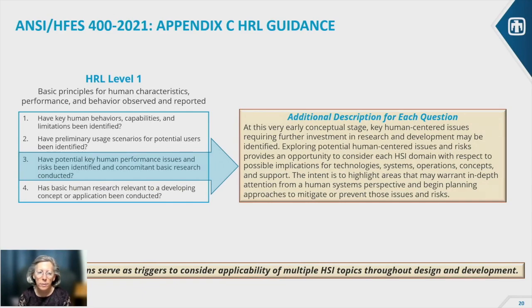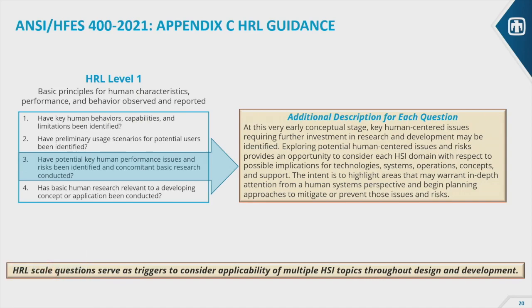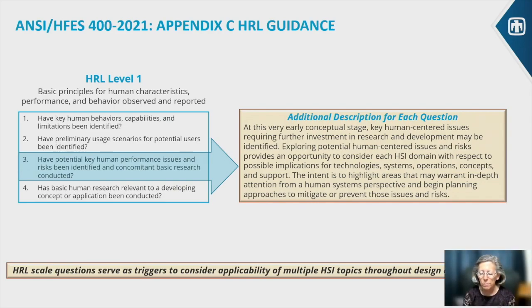HRL level 1 says basic principles for human characteristics, performance, and behavior are observed and reported. This language is very similar to what you see for the TRL scale. And there are only 4 questions at this level because it's very preliminary. And I think Pam alluded to this earlier today: when you're at these very early TRL levels, where it's still basically just a concept, an idea, something on paper, something still very preliminary in the lab, you might get pushback that, well, we don't need human systems integration yet, it's too early.